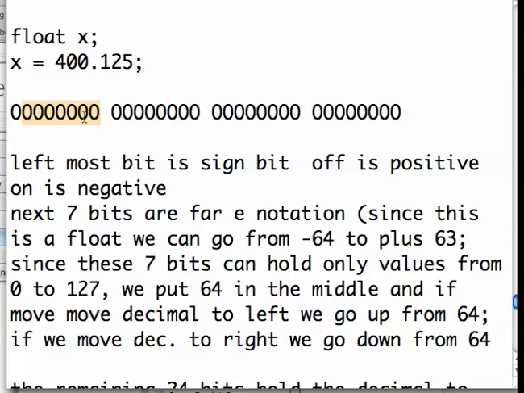And if we move a decimal point to the left, the number of places we move to the left will be added to 64. If we move a decimal point to the right, the number of places we move to the right will be subtracted from 64, and that value will be stored right here. You'll see more on that later. The rest of these positions here are all reserved for the binary translation of the decimal number, the zeros and ones. Let's go ahead and try to do this.